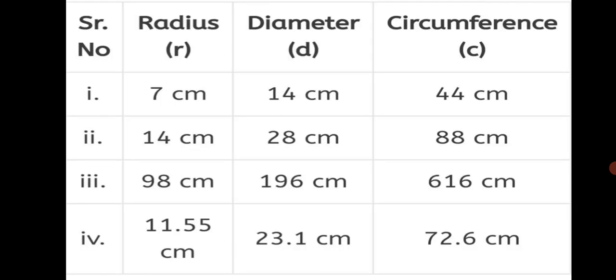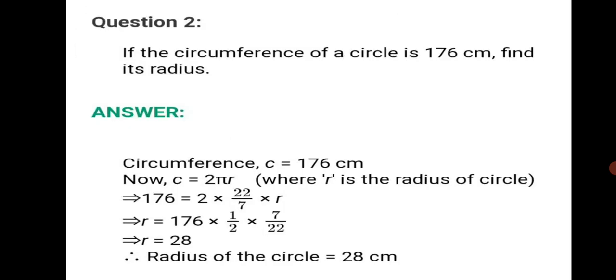Next, you have the answers written here in the table. Okay, so likewise you are going to complete your table. Question 2. If the circumference of a circle is 176 centimeter, find its radius. Now, what you did in the table, same thing is given in sentences here. We have to apply the same rule.